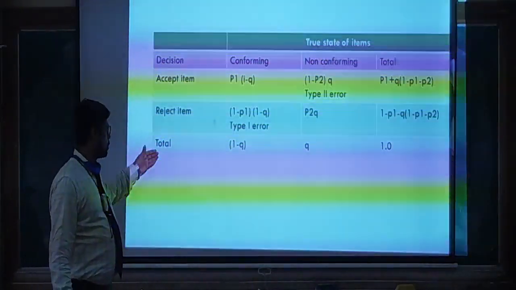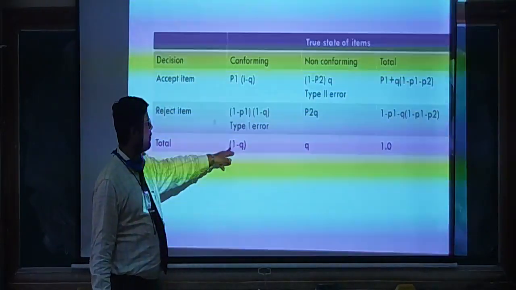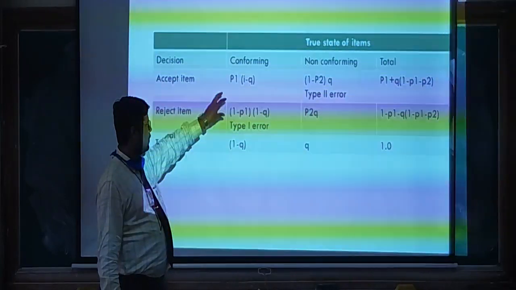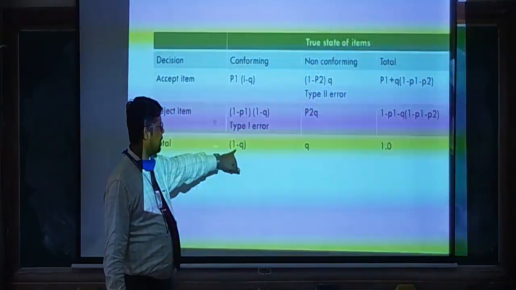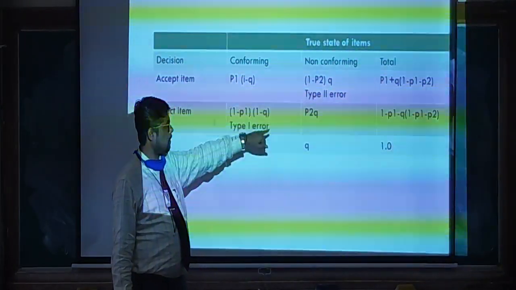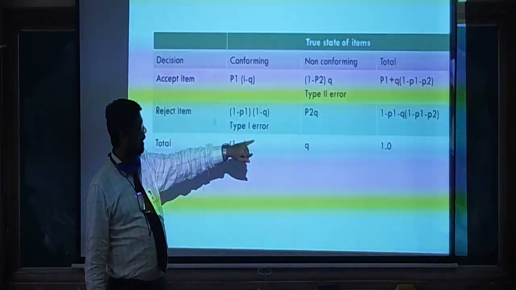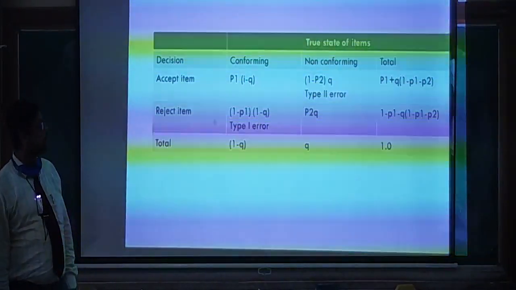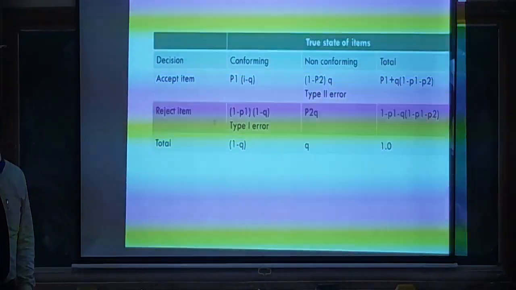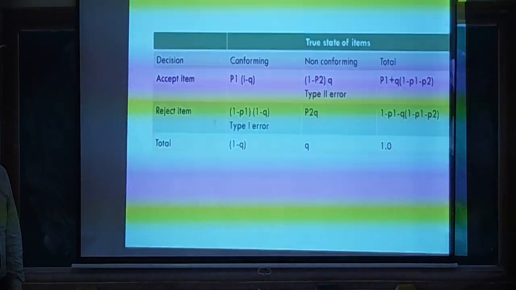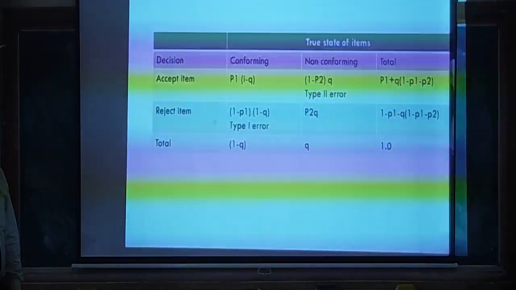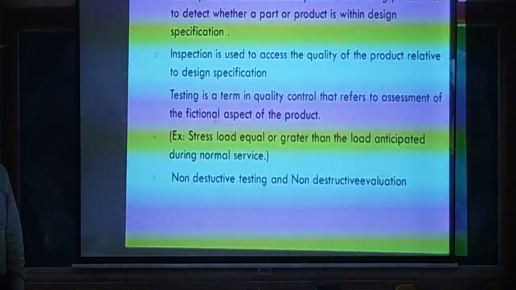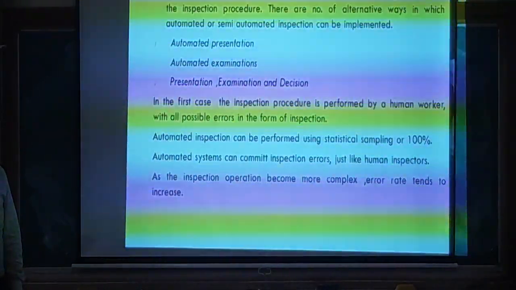So the total confirming is how much? 1 minus Q, by just the calculation, this will come under 1 minus Q, and the non-confirming is Q, and the total items, if you check, is 1.0. So this is the procedure given for the confirming and non-confirming of those particular items, Q, P1 and P2. So the next one is inspection versus testing.